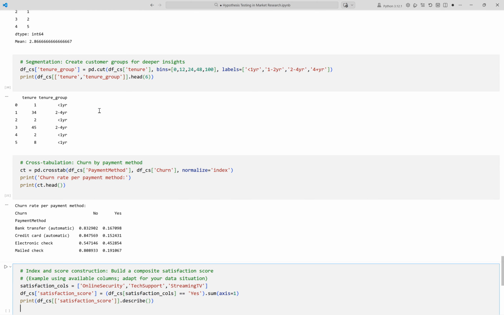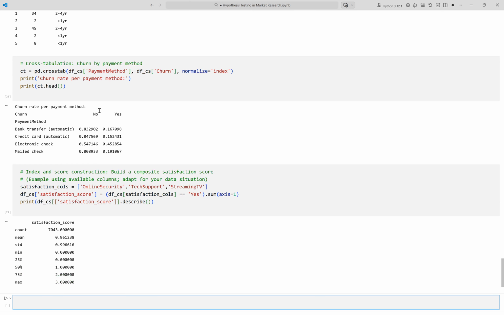Running the cell now. This output summarizes the new composite satisfaction score, which counts how many services each customer uses. Notice the score ranges from 0 to 3 with a median of 1, indicating many customers use one service, while fewer use all three. This helps us understand customer patterns and prepares us for hypothesis testing on satisfaction differences across groups.